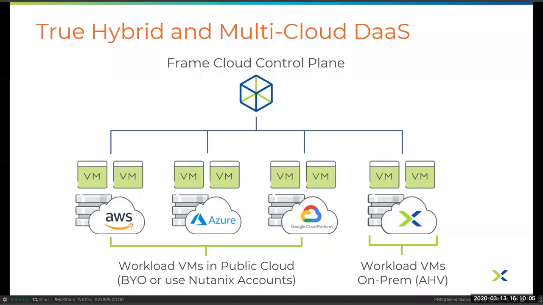And the beauty of Frame is that you can deploy to any of these private or public resource locations anywhere in the world from a single control plane. So that control plane is hosted by Nutanix for our customers as a service that is hosted in AWS across multiple availability zones for high availability and uptime.